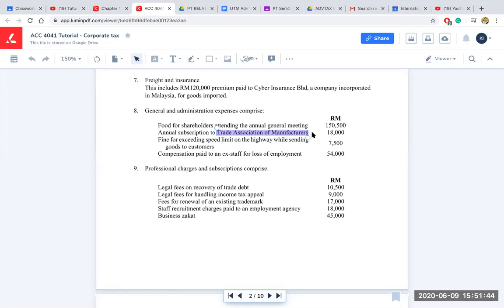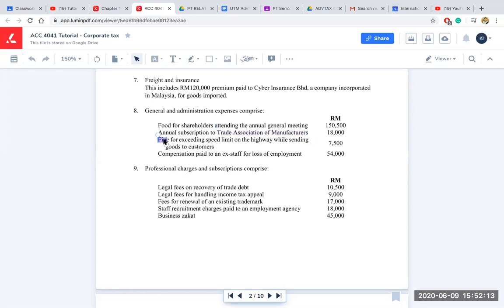So remember that the company is a manufacturer. Do you think it's relevant for the company to be a member of a trade association of manufacturers? If you were a manufacturer, would you want to be a member of this association? Yes, most likely. And it will benefit the company. Of course, it can help the company to grow. So it's all related to the business. Even though it's not direct, indirectly it is a business expense. So in this case, it's allowable.